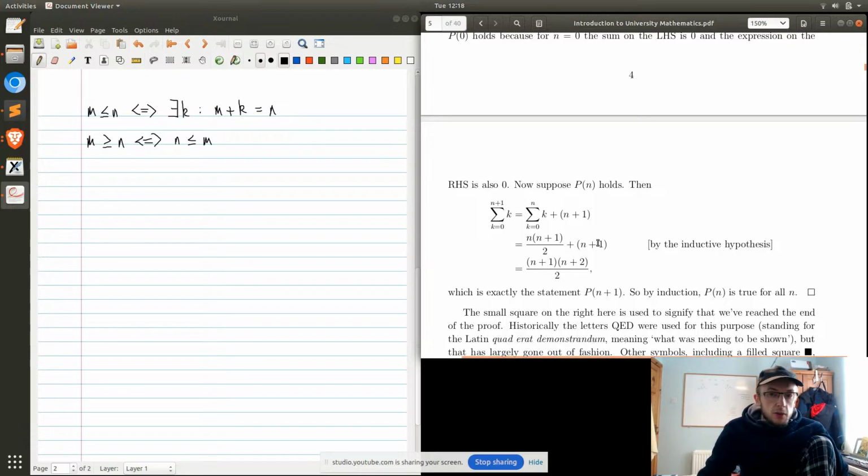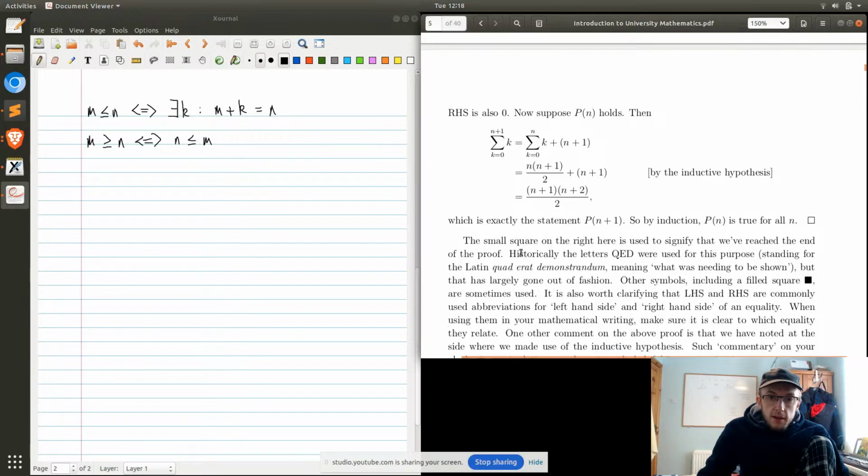Then just multiply the top and the bottom of n plus 1 by 2 so that you can combine them into one single fraction. And you get exactly the statement P of n plus 1. So by induction, P of n is true for all n. The small square on the right here is used to signify that we've reached the end of the proof.